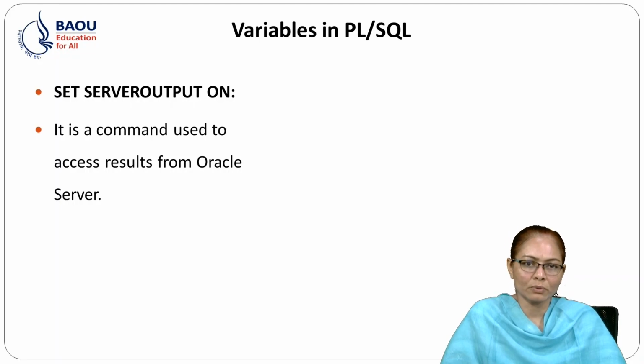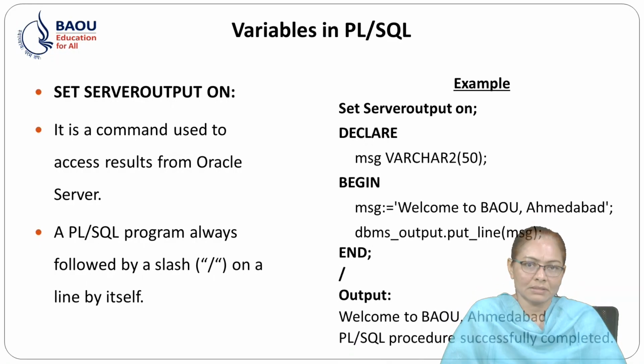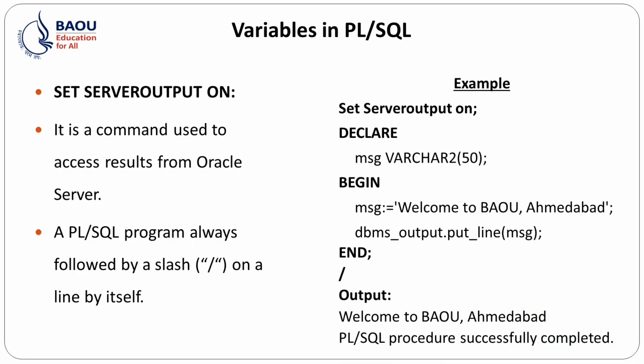A PL/SQL program is always followed by the slash sign on a line by itself. It sends the information to the compiler that the end of the block is reached. Without the slash, the compiler will not consider the block completed and it will not execute it. See, DBMS_OUTPUT is a package and PUT_LINE is a function name in it.